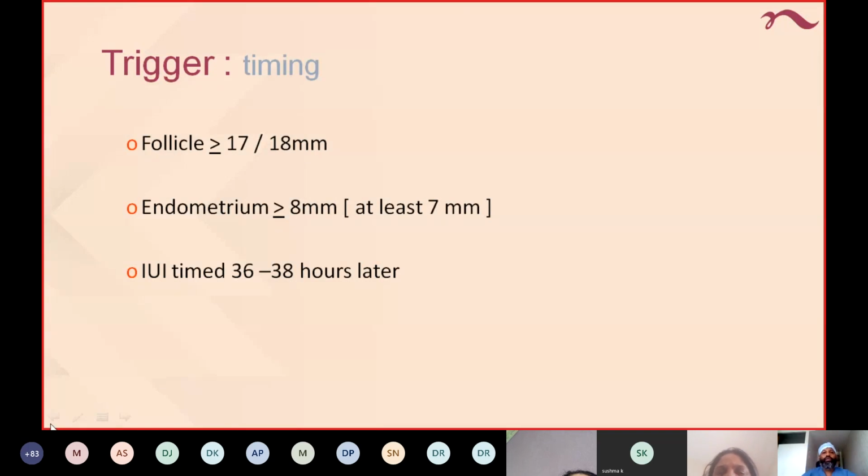For example, if you are doing IUI day after tomorrow, and today the follicle is already 18 millimeter, if you trigger this evening at 10 o'clock, day after tomorrow morning at 8 o'clock you call the patient for semen preparation, and then between 10 and 2, you can perform an IUI.